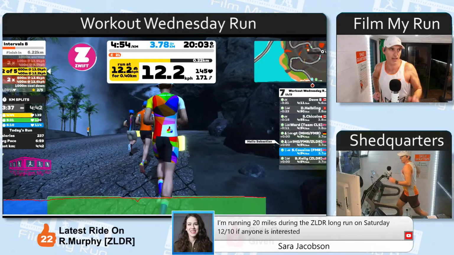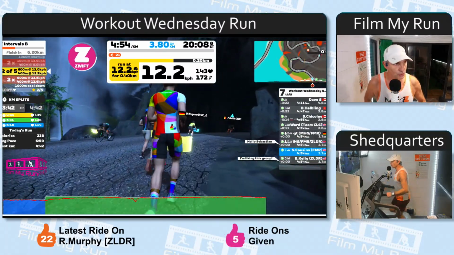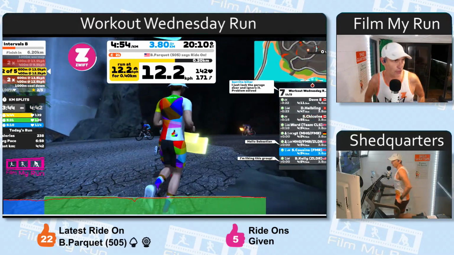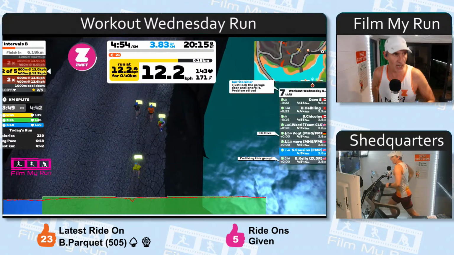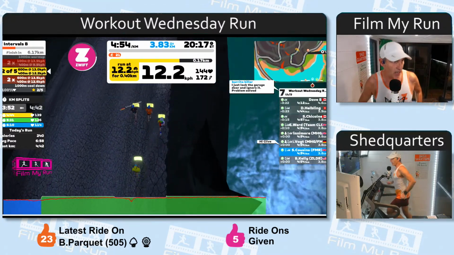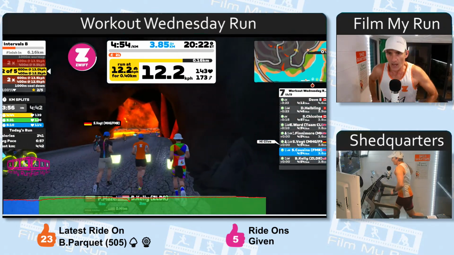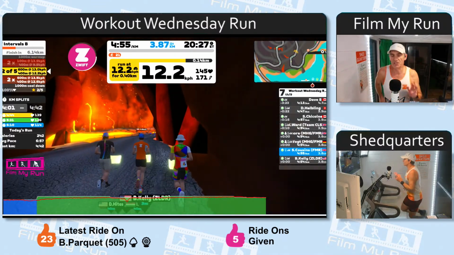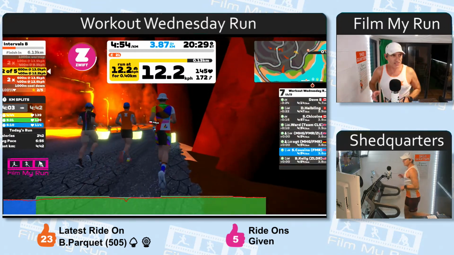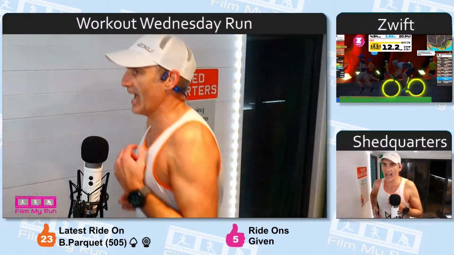And Sarah Jacobson is running 20 miles during the ZLDR long run on Saturday the 10th of December. That's this Saturday coming. If anyone wants to join her for all or part of that, I might pop in, Sarah, for some of that. We'll see how we're going, see how many miles I've clocked up. I need to do 100k this week, which is 62 miles.